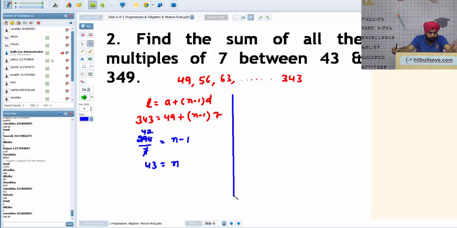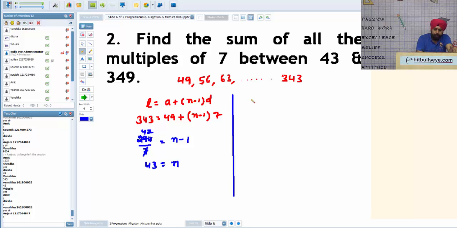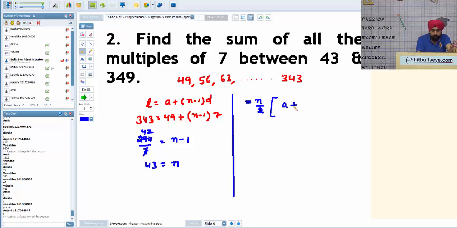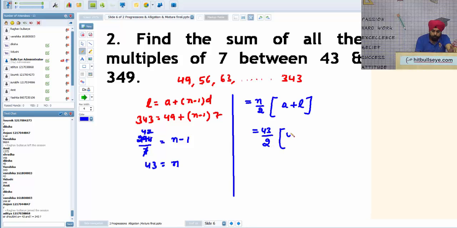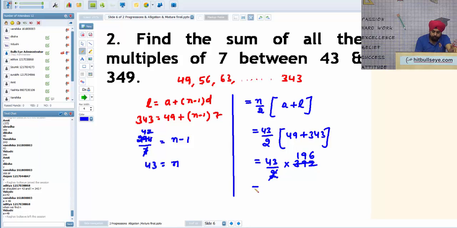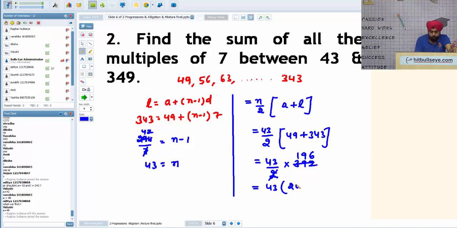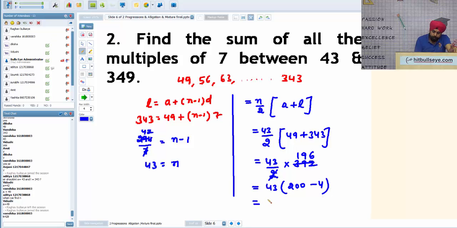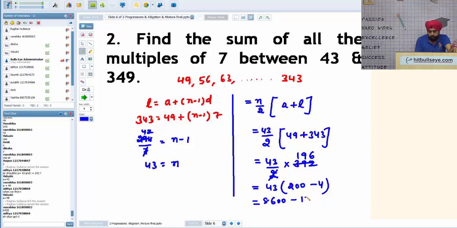Yes, students? Okay. Now, to find the sum, we can say it is equal to n by 2 into (a plus l). So it is 43 by 2 into (49 plus 343). So it is 43 by 2 into 392. Solving that, you get 196. So it is 43 into 200 minus 4. It is 8600 minus 132. Answer is 8468. Aditya, you have to take multiples of 7.